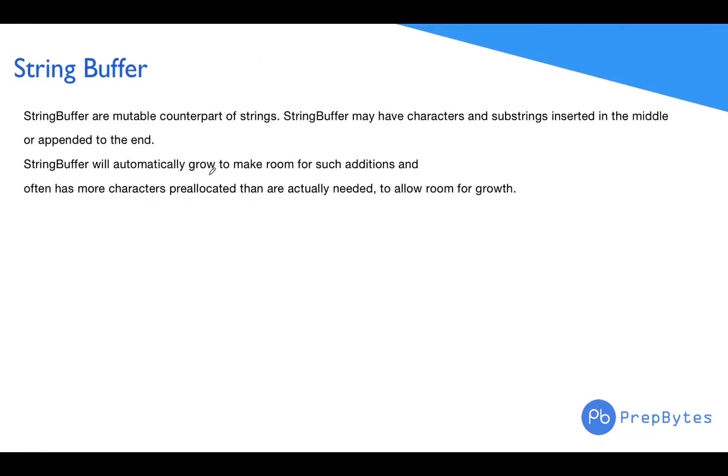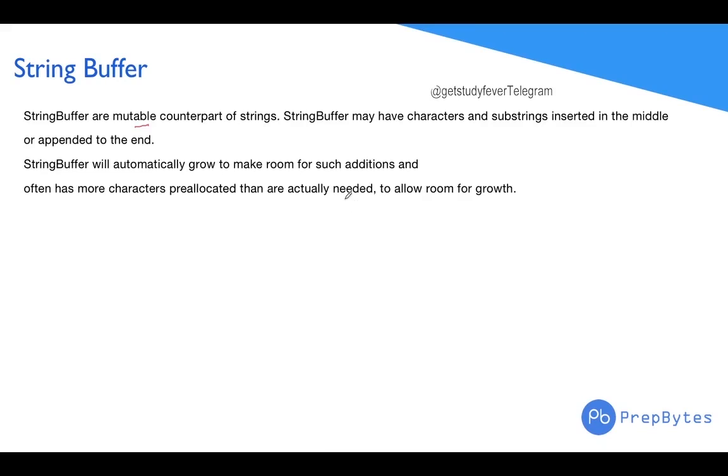Now let's talk about string buffer. As the definition says, string buffers are the mutable counterpart of strings. The word mutable itself suggests that string buffer can be modified, unlike strings which cannot be modified. Going forward, a string buffer may have characters and substrings inserted in the middle or appended to the end. So we can modify the same string, with characters inserted in between and some strings appended at the end. We will see how we can do the append operation. String buffer automatically grows to make room for such additions. So the size of a string buffer keeps on changing based on the size of the string it is holding.